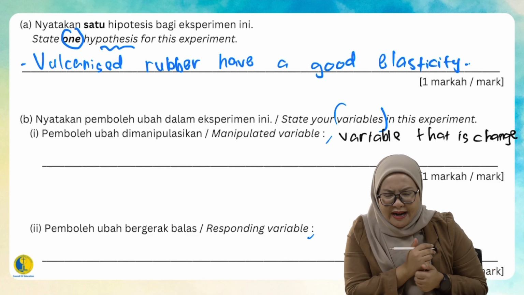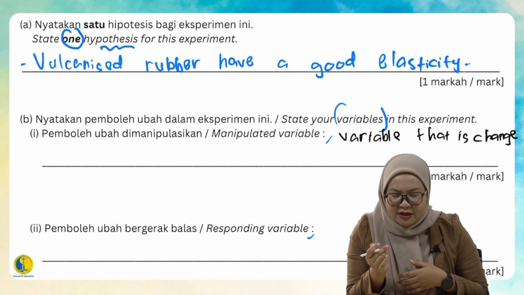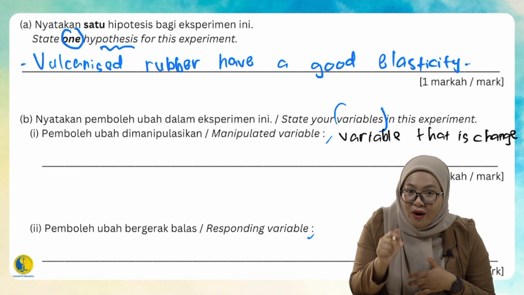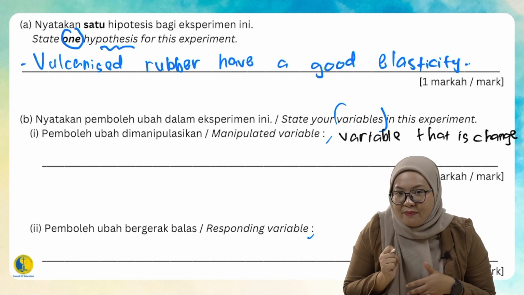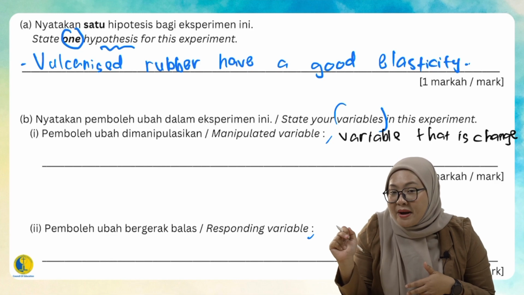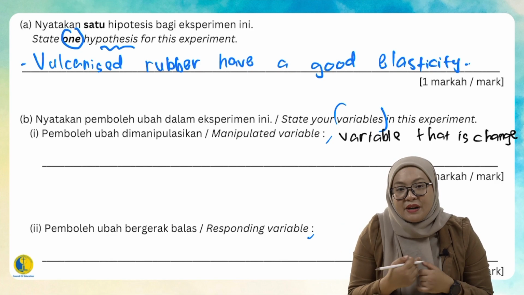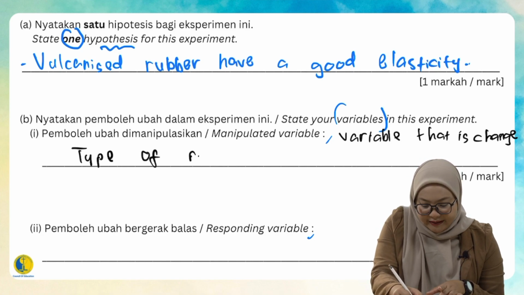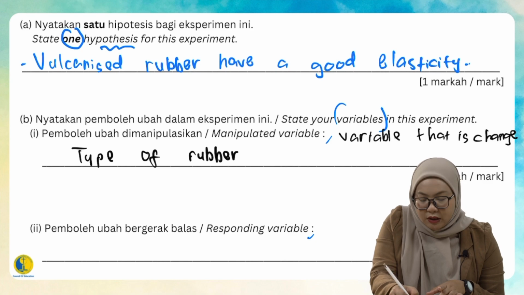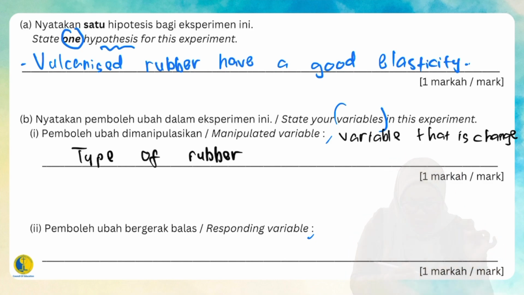That's boring already. Now it's a new era already. So they can ask you what is the variable that is changed for this experiment. It's equivalent to the manipulated variable. So what is the manipulated variable? Type of rubber. 1 mark.